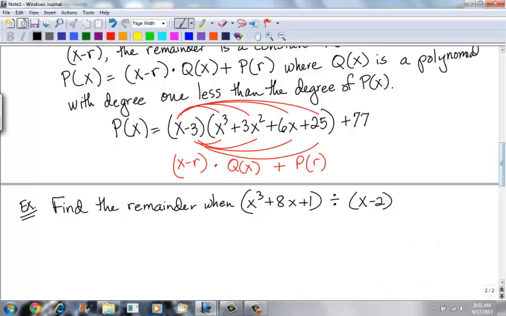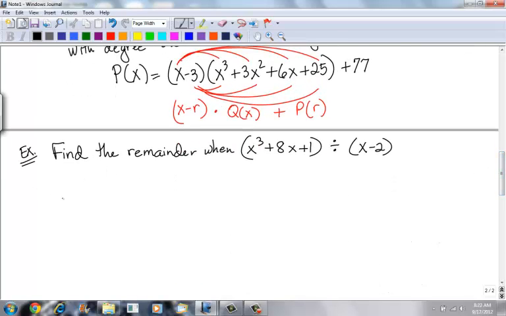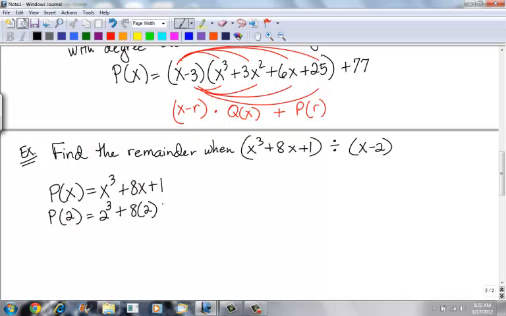Check it. Okay, if you did the synthetic substitution, p of x would equal x cubed plus 8x plus 1, and you're going to substitute in a positive 2. So we'd have 2 cubed plus 8 times 2 plus 1. Order of operations, this would be 8 plus 16 plus 1. Okay, should end up with 25 for the remainder this way.